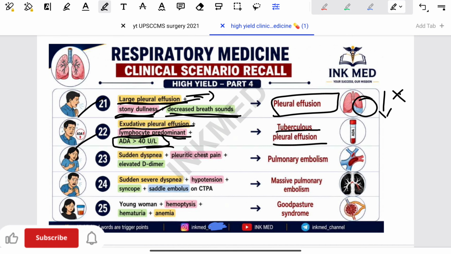A trick: remember the 3 T's: TB, T cells, lymphocytes, tall ADA. Whenever you see those together, think TB. Example: high ADA, lymphocyte-rich pleural fluid is a favorite NEET PG and UPSC CMS question.